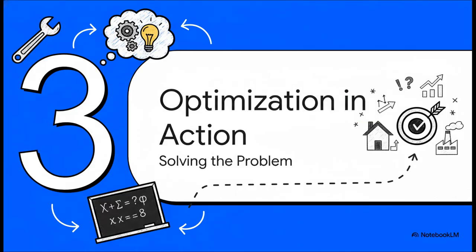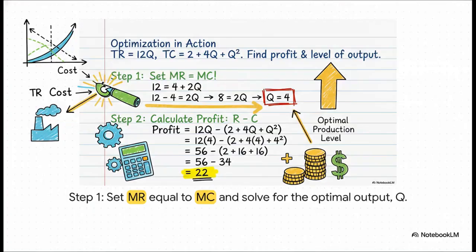All right, enough theory. We've got the rule, we've got the tool. It's time to put this thing into action and solve our original problem. So here are our company's functions for total revenue and total cost. First, we use our derivative tool on each of them to find the marginal values. Then we apply our golden rule. We set them equal to each other. A little bit of algebra later, and boom! We solve for Q, and we find that the absolute best production level is exactly 4 units.